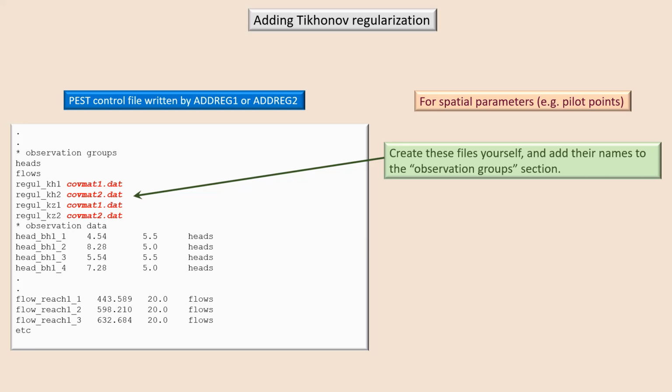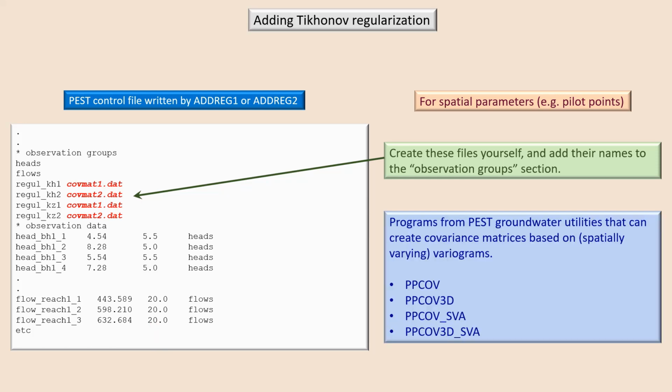Now, if our parameters are spatial parameters, for example pilot points, then by using covariance matrices instead of weights applied to the whole group, the parameter fields that emerge from the inversion process can be much nicer than if we don't. If we don't use a covariance matrix, we tend to have point-by-point parameterization. It looks ugly, it's not geologically realistic.